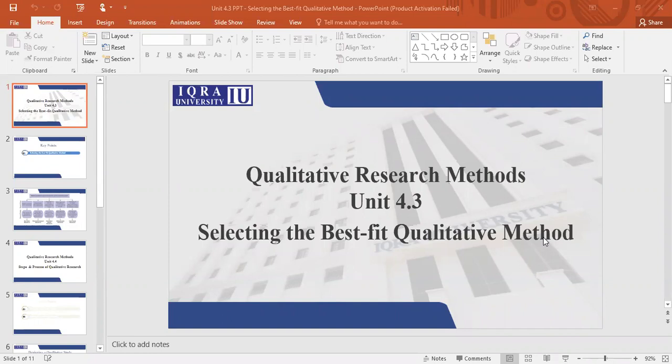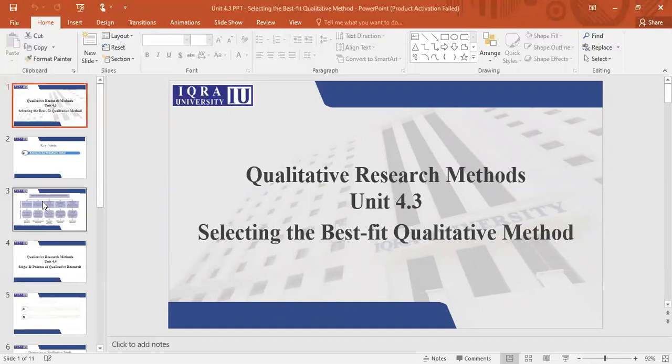So right till now we have studied how you are going to write your research problem and how you will write your WH question. When we were discussing the WH questions, we were discussing how you will analyze which is the best fit qualitative method to solve this particular problem. This is the topic that we have discussed in our Unit 3 as well.